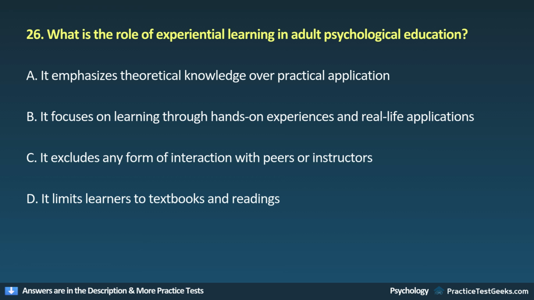26. What is the role of experiential learning in adult psychological education? A. It emphasizes theoretical knowledge over practical application. B. It focuses on learning through hands-on experiences and real-life applications. C. It excludes any form of interaction with peers or instructors. D. It limits learners to textbooks and readings.